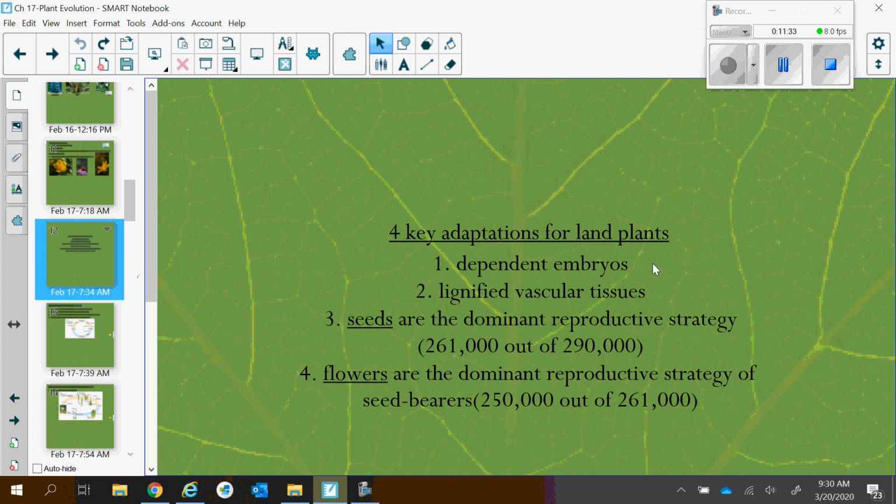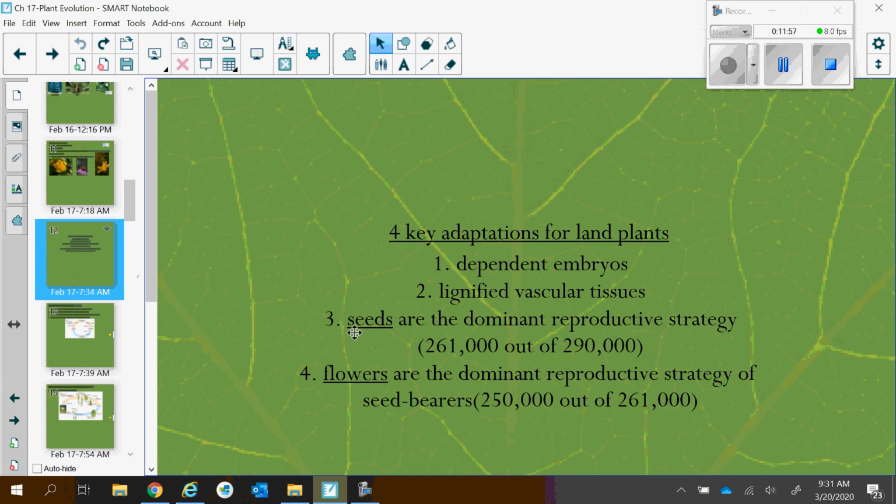Dependent embryos. These plants depended upon the embryo remaining on the plant until it reached maturity and then could be dispersed in a very easy format with a package that waited for better conditions. The lignification of their vascular tissues, they became stiff, rigid, upright. They could compete by being taller. They could fight against the wind. They could grow in new environments.